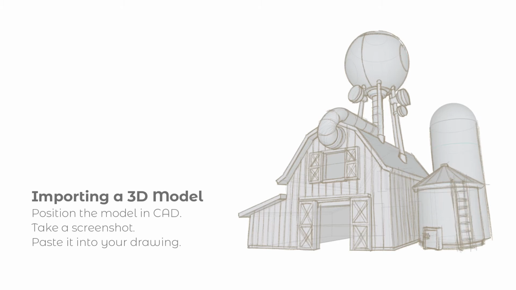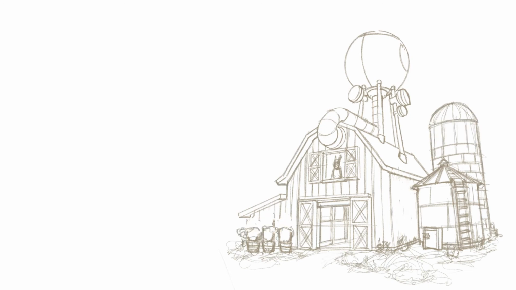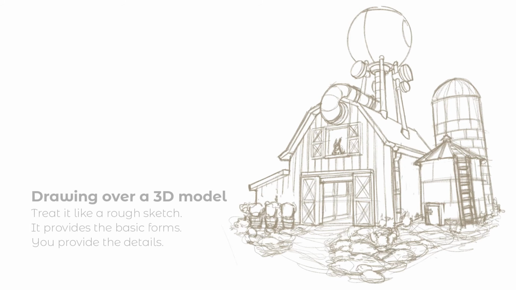To bring the 3D model into my sketch, I took a screenshot in Shaper and imported it into Procreate. It went on a bottom layer so that I could draw on top of it. From there, I'll develop it just like any other sketch. The screenshot gives me the rough forms, then I'll add details and texture.